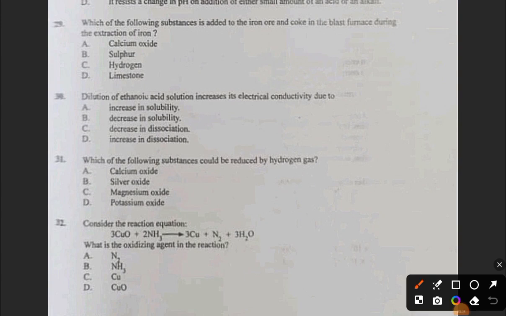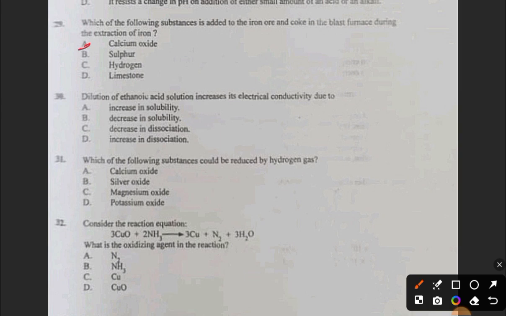29. Which of the following substances is added to the iron ore and coke in the blast furnace during extraction of iron? A, calcium oxide, B, sulfur, C, hydrogen, D, limestone. The answer to question 29 is A, calcium oxide.